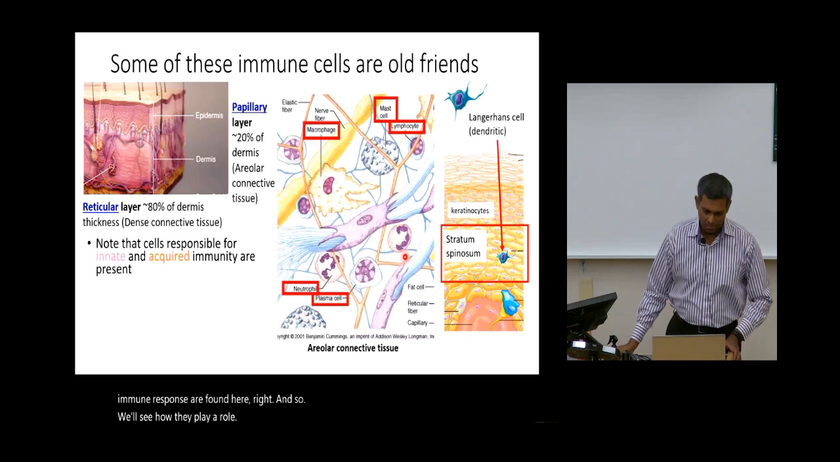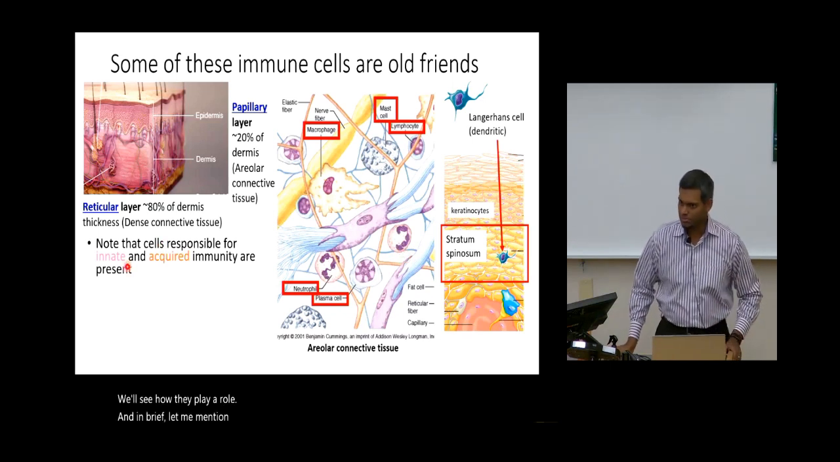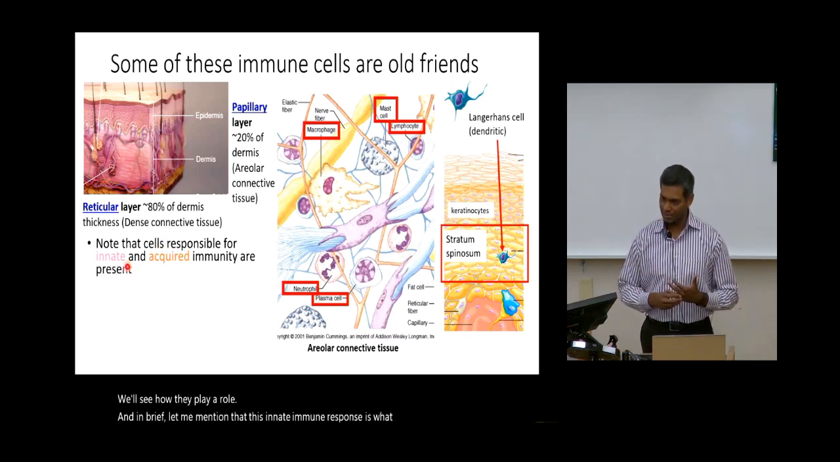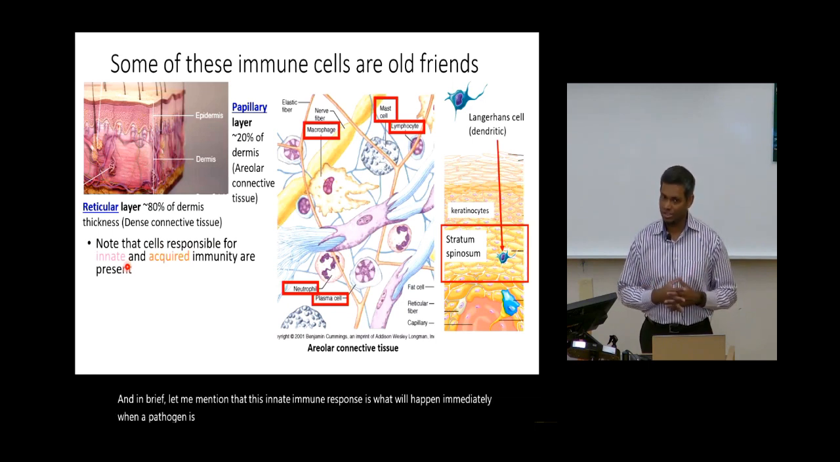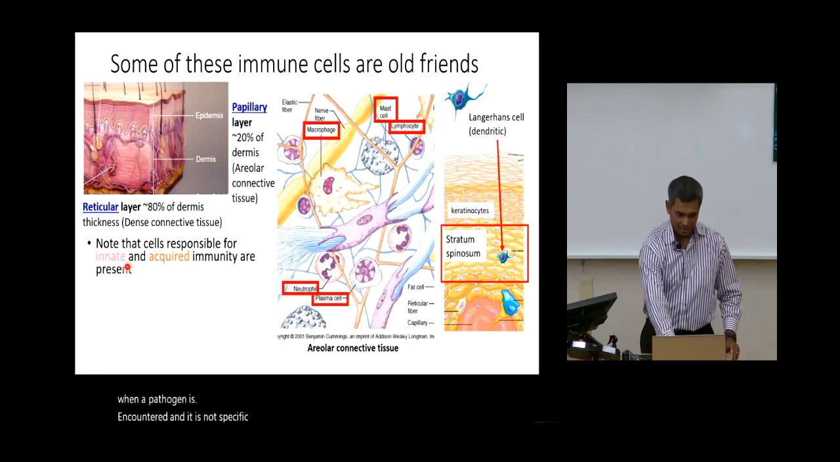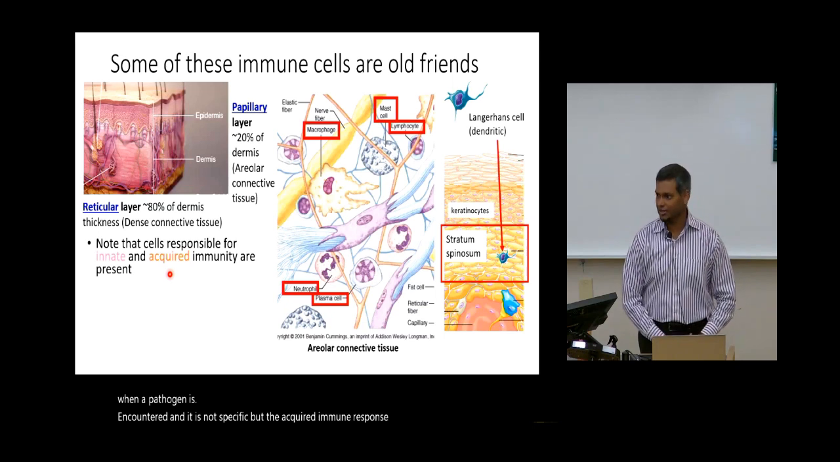And in brief, let me mention that the innate immune response is what will happen immediately when a pathogen is encountered, and it is not specific, but the acquired immune response will be very specific to the antigens which are found on the pathogen.